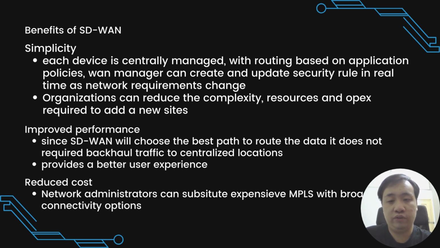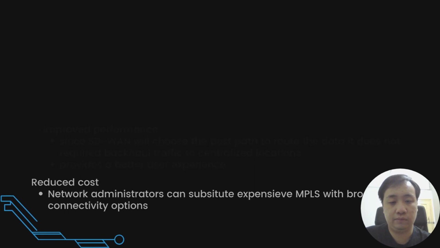Second is improved performance. Since SD-WAN will choose the best path to route the data, it does not require backhauling traffic to a centralized location. This provides a better user experience. The last benefit of SD-WAN is it reduces costs. Network administrators can substitute expensive MPLS with broadband connectivity options.